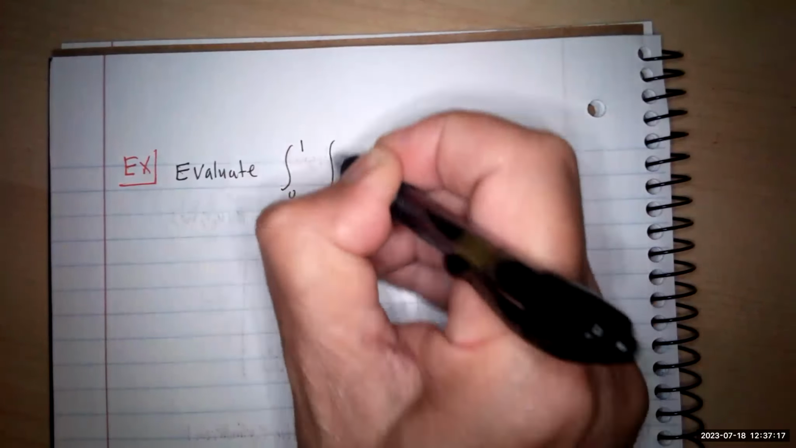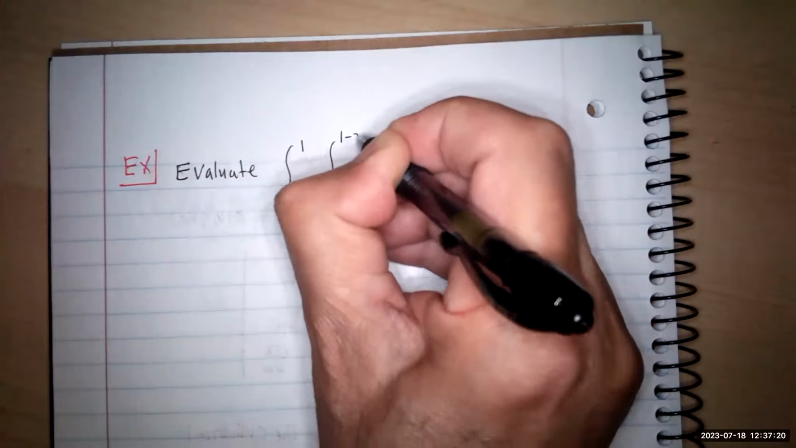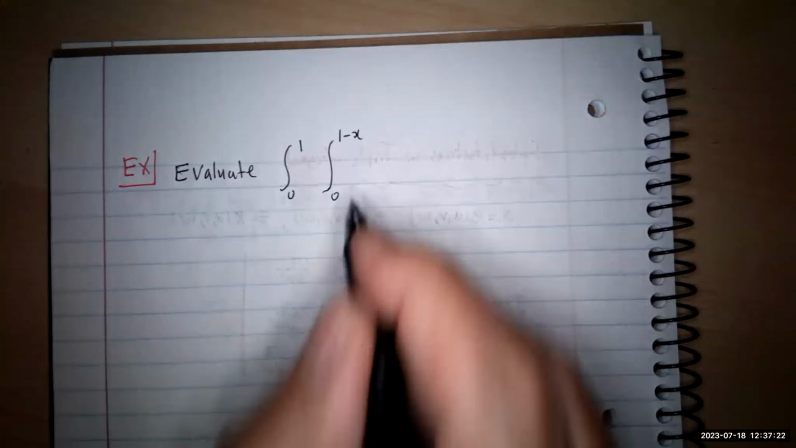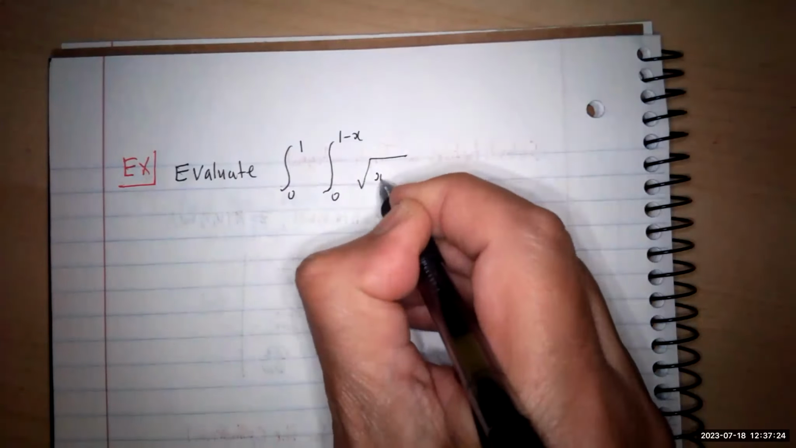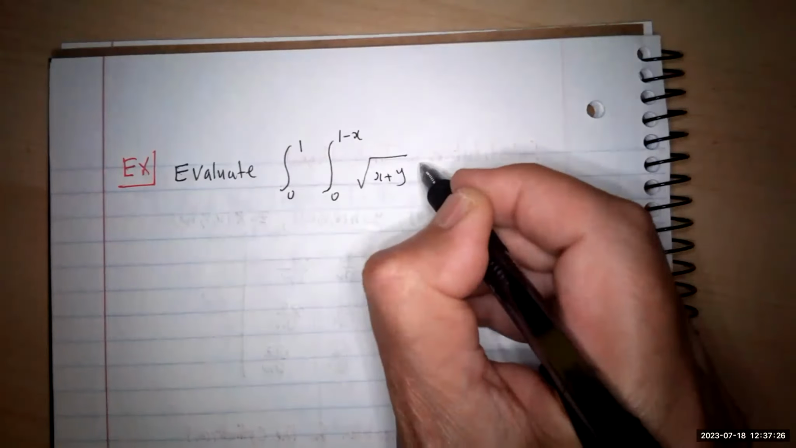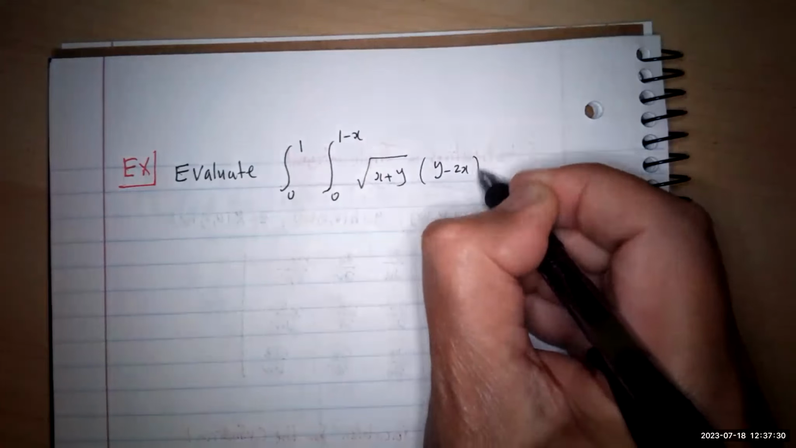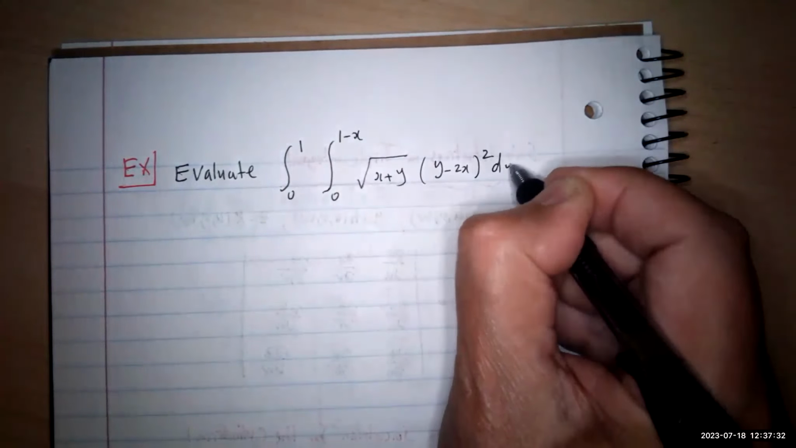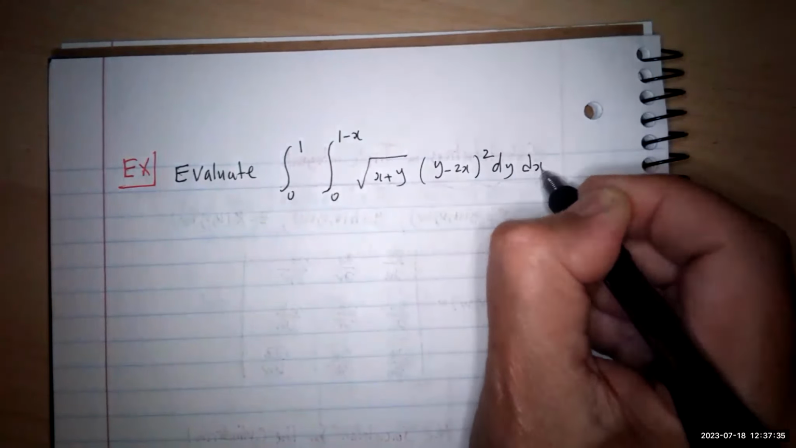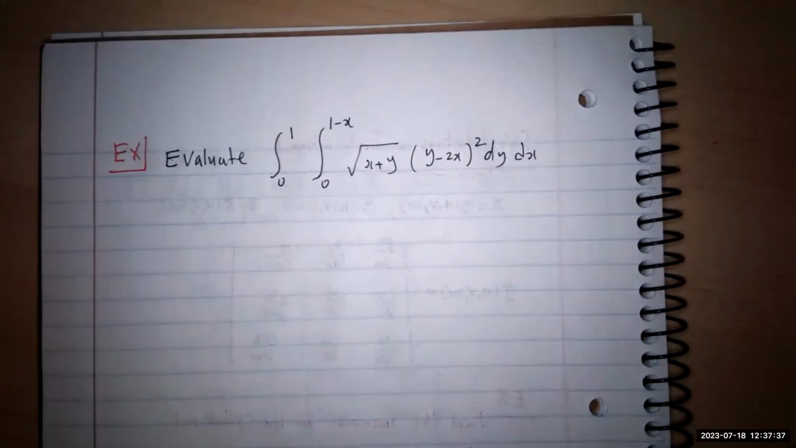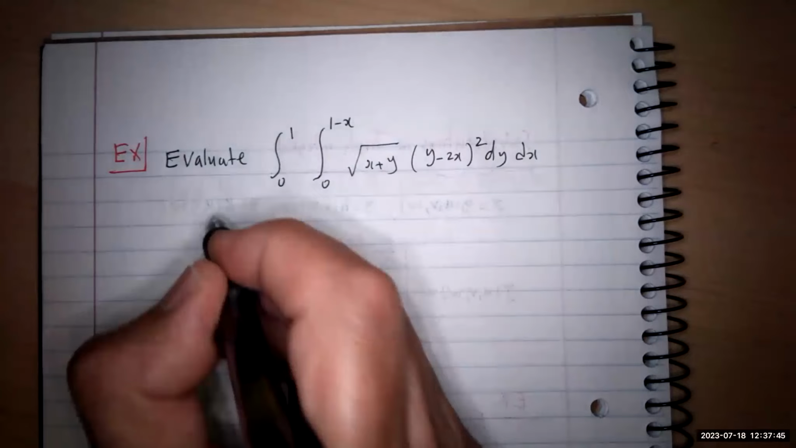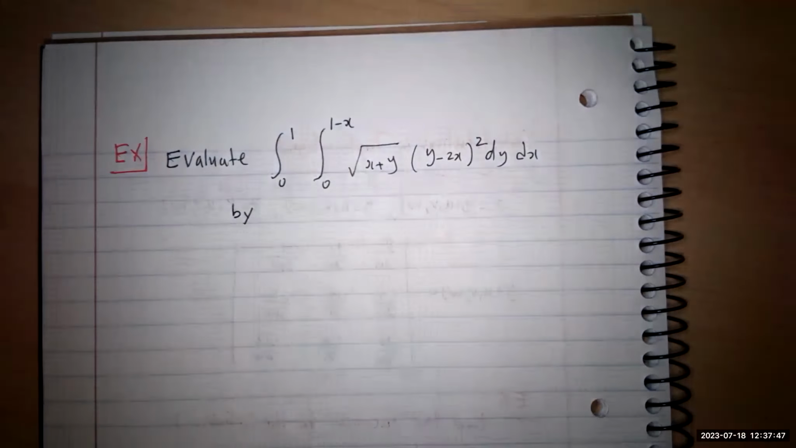Okay, integral from 0 to 1 minus x, radical x plus y times y minus 2x whole squared dy dx. You see, in that kind of integral, what we would like to do is use the substitution method, or change of variable.